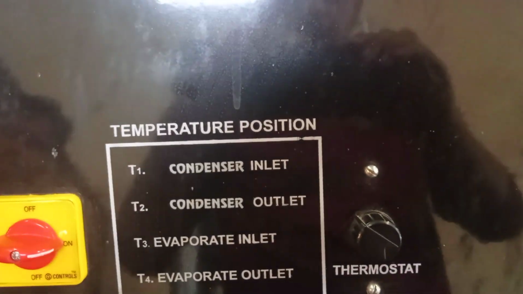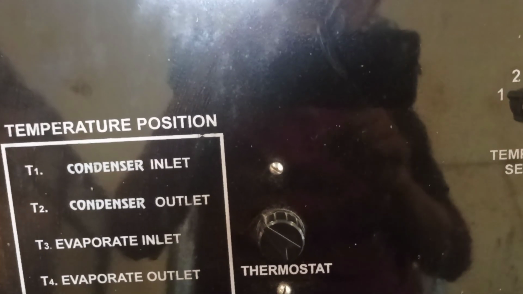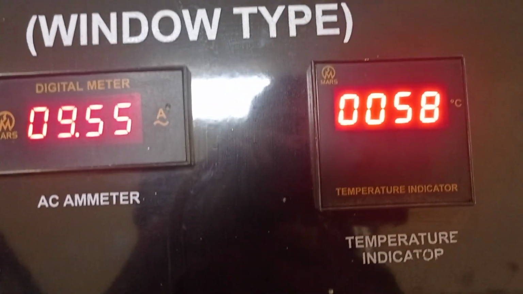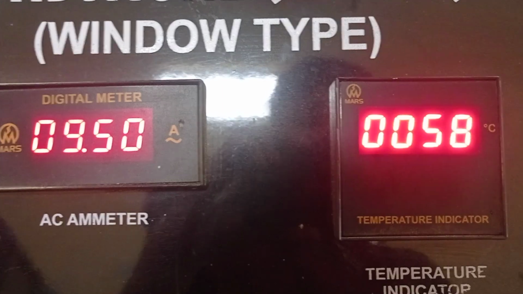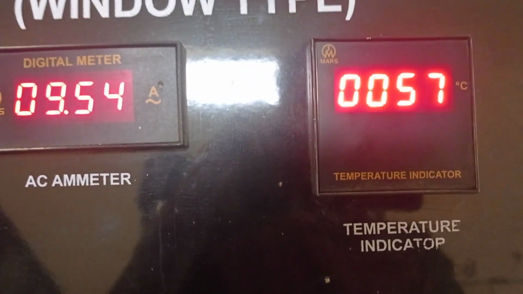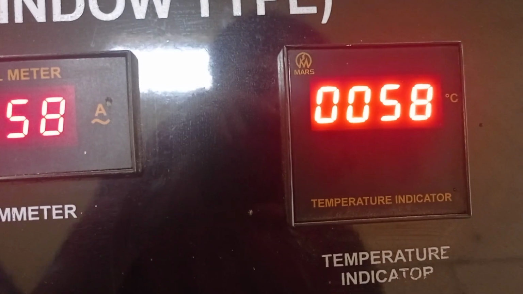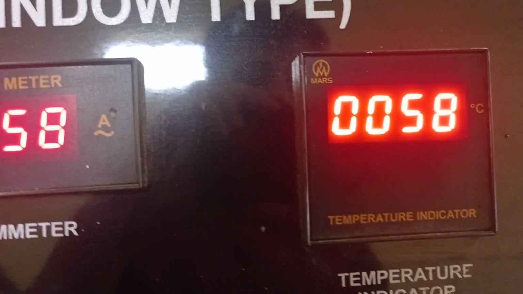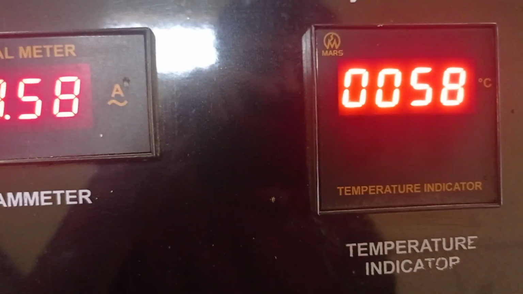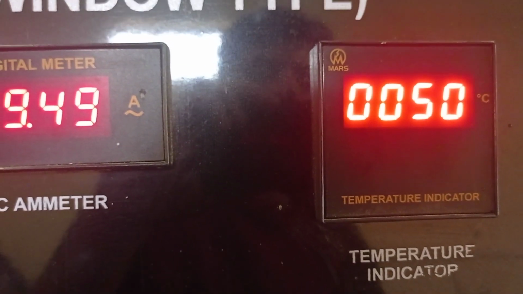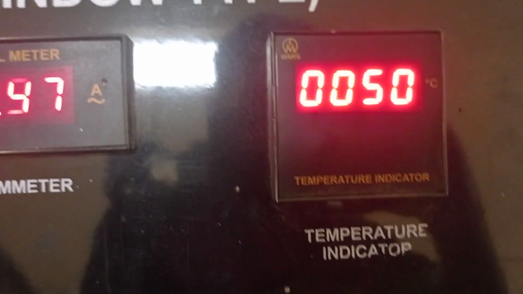First I will select T1. T1 is the condenser inlet. After coming from the compressor, the high pressure refrigerant goes into the condenser inlet. There the temperature will be 58 degrees Celsius. After that, passing through the condenser coils, through various coilings, its temperature will go down to 50 degrees Celsius.